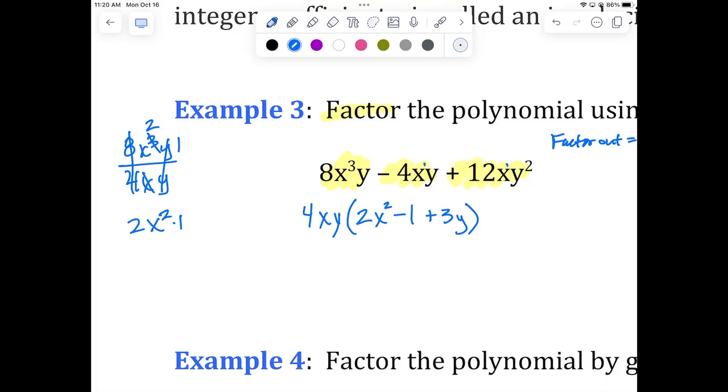Now, can we do anything on the inside? Do we have any like terms? 2x squared minus 1 plus 3y, or any of those like terms? No, they're not. So guess what? We're done. Yeah. This was just an exercise in factoring.